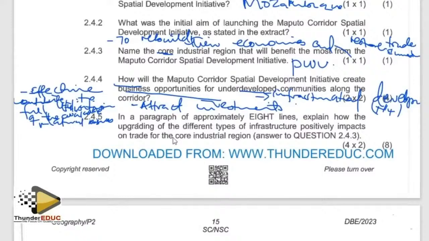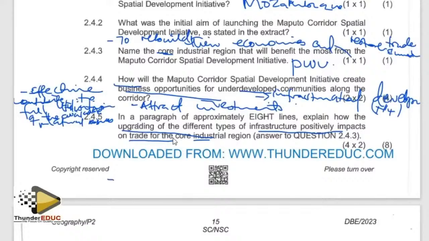Lastly, under this section, in a paragraph of approximately 8 lines, it's a paragraph question now. Explain how upgrading of the different types of infrastructure positively impacts trade for the core industry region mentioned above. So if they upgrade the different types of infrastructure, say roads, schools, hospitals and everything, how will it positively impact trade for the core region?